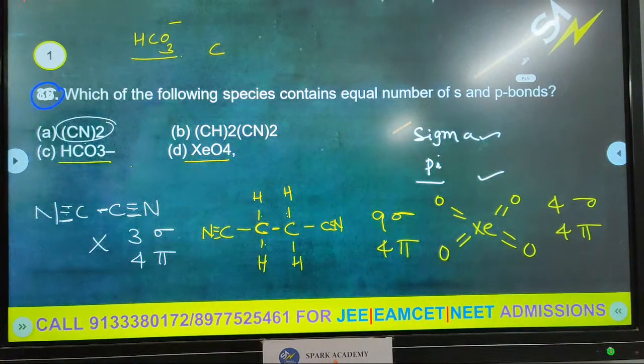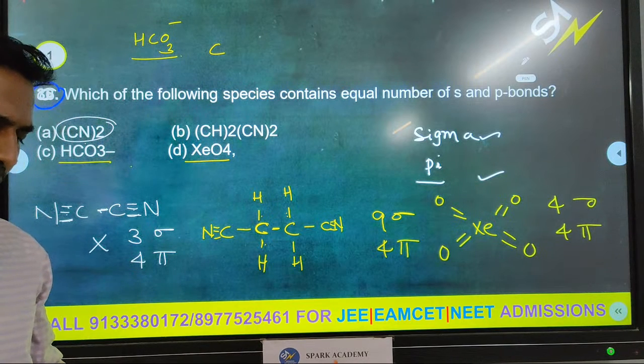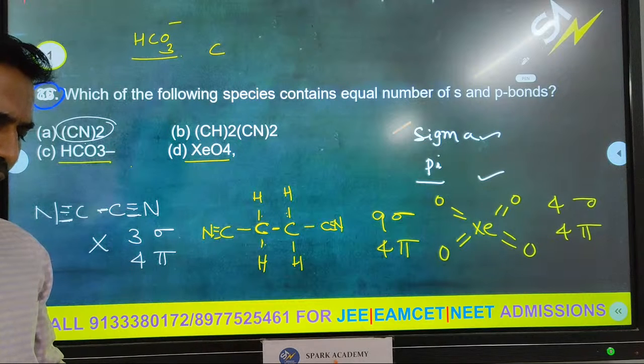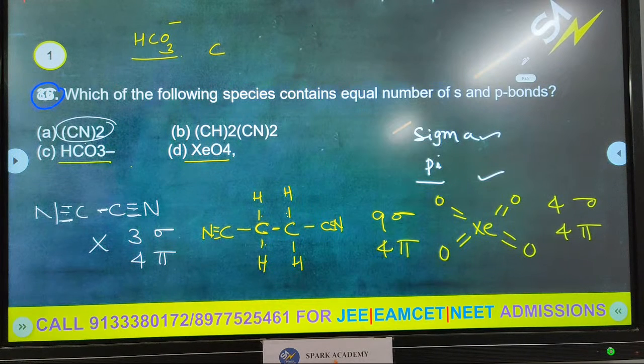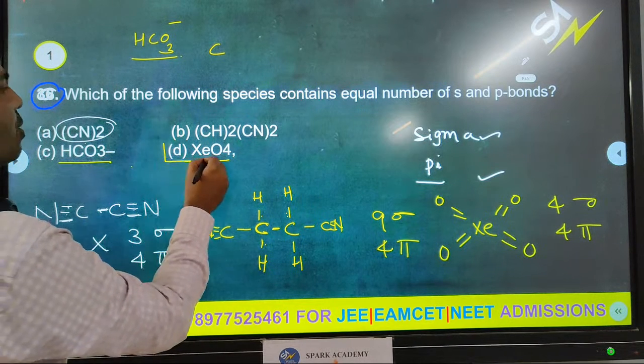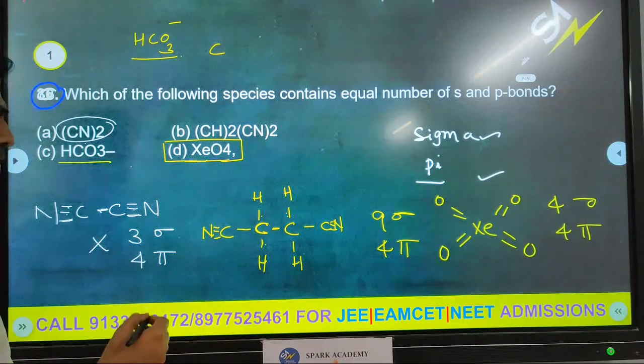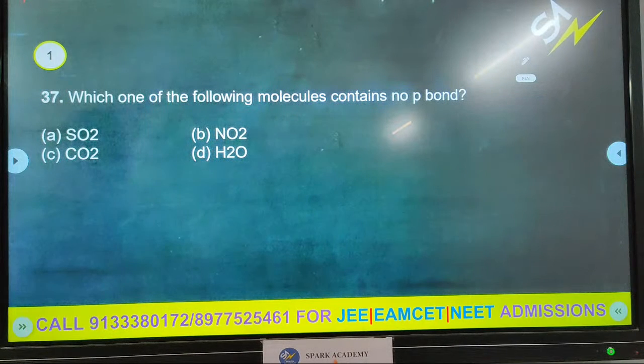Answer is here xenon tetroxide, because if we see the structure of xenon tetroxide, xenon is the central atom, and we got here 4 sigma bonds, 4 pi bonds. So how many sigma bonds here? 4. How many pi bonds? 4. So what is the answer? Answer is D, because it contains equal number of sigma and pi bonds. Clear? So now next question.